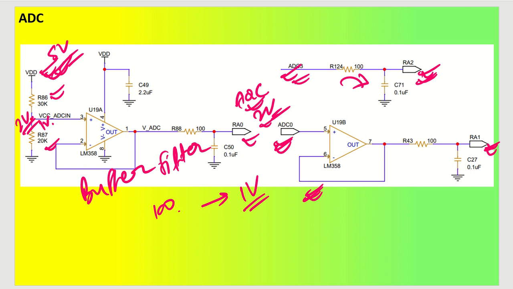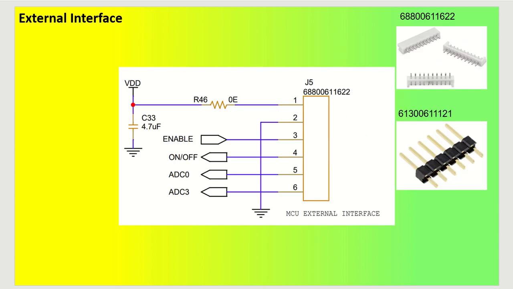Got it? So as I was talking about, this is the external interface that I have taken, and this is my power supply pin which is going to the external circuit. This is my ground pin which is going to the external circuit. This is the enable pin that I have taken from the microcontroller which is going to enable the external circuitry.